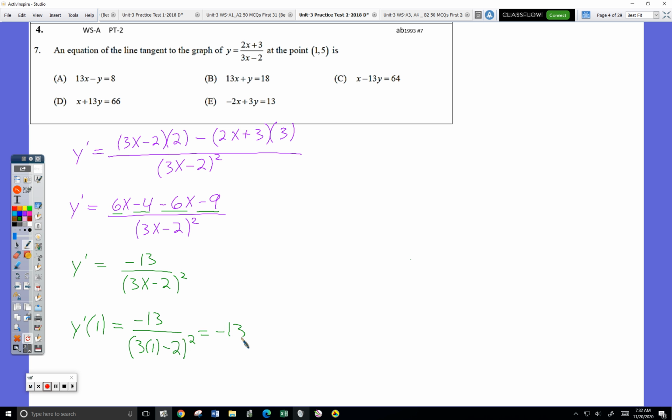So in very precise language, what is the negative 13 representing? It is the tangent slope at the point x equals 1 on this curve, whatever that is. So, okay, same old thing, I can draw the picture I always draw.